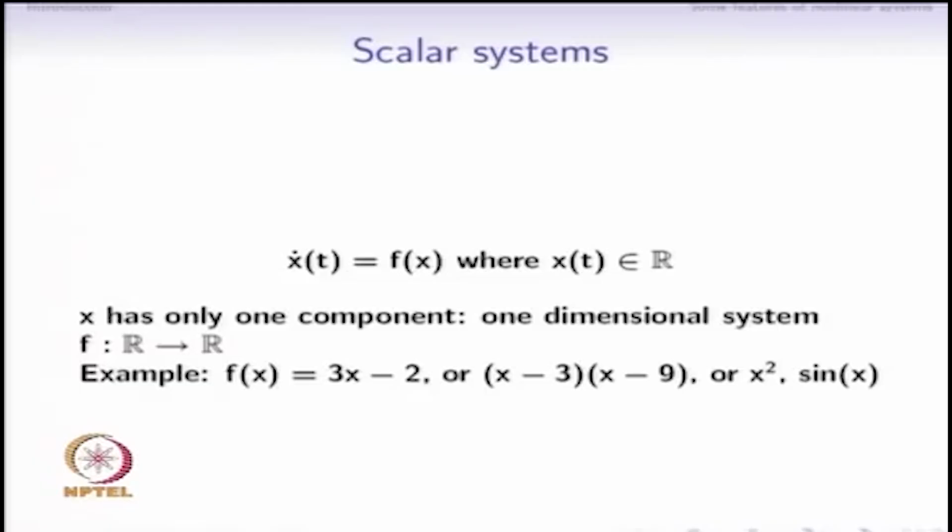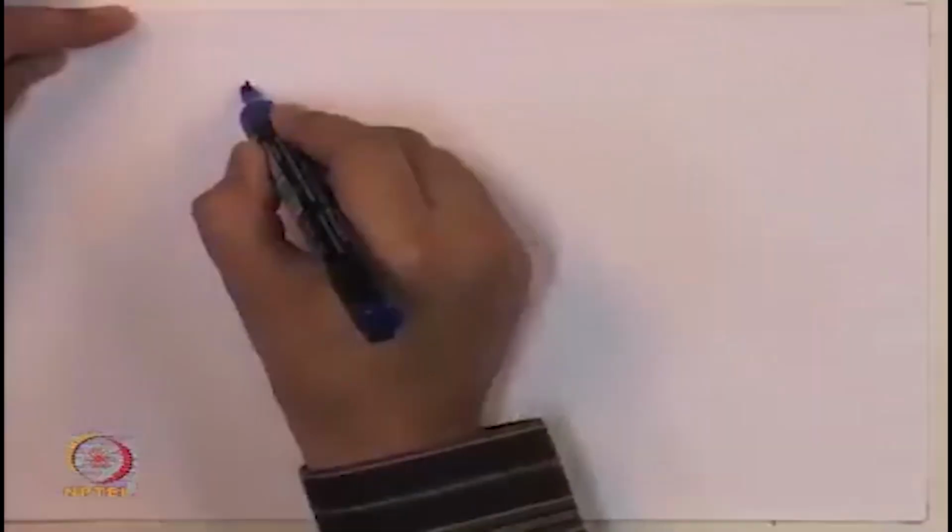So, for example, f of x is equal to 3x minus 2, or f of x equal to x minus 3 times x minus 9, or x square, or sin x. These are examples of f that we will see today. So, this particular situation is best seen using a figure.